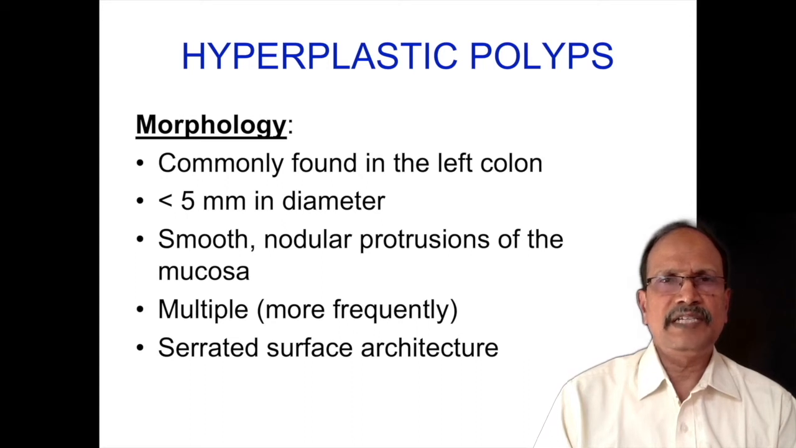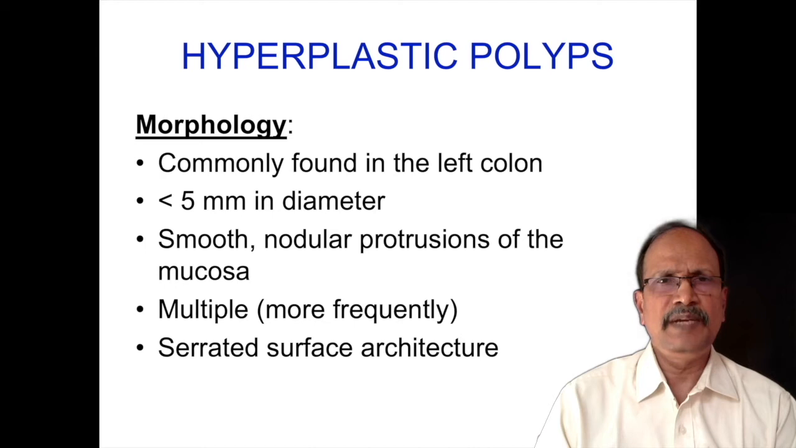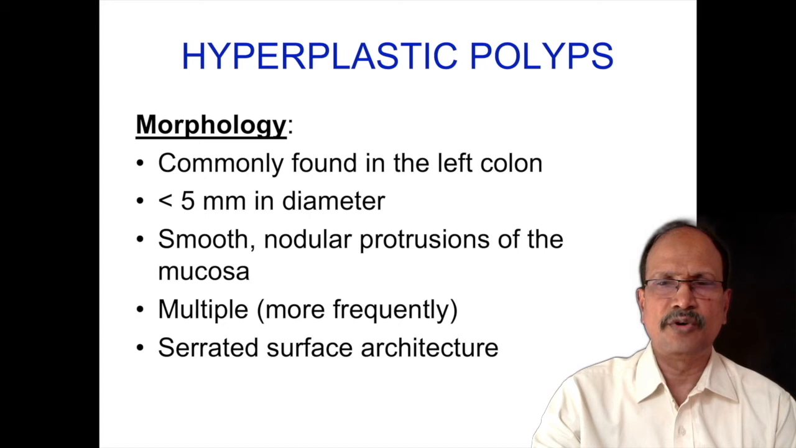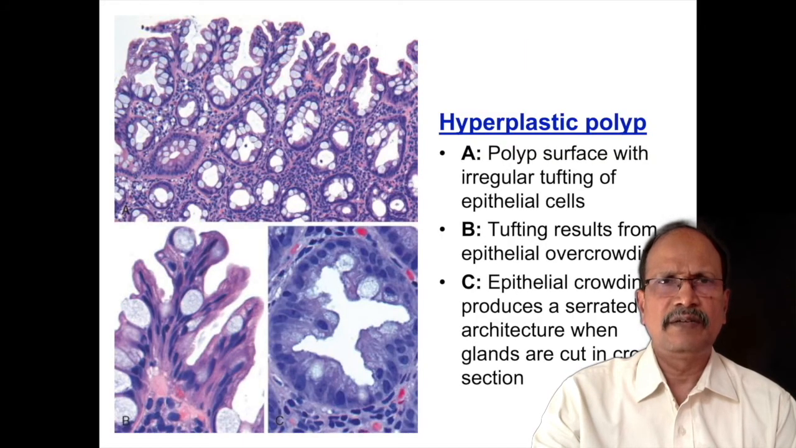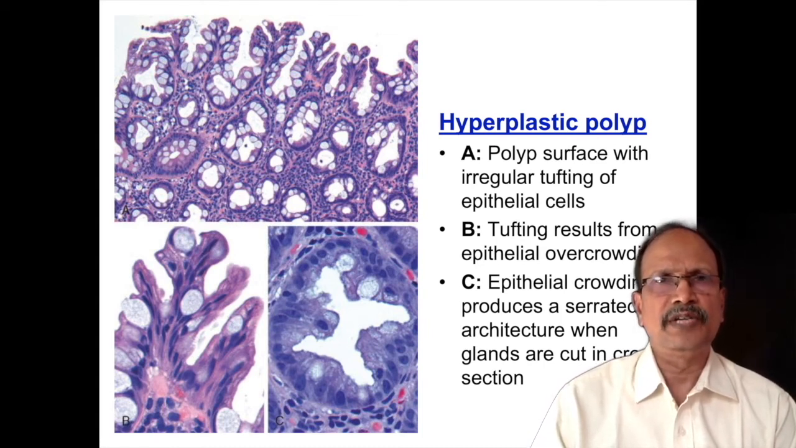Morphologically, it is commonly seen in the left side of the colon and is less than 5 millimeters in diameter, and they will have smooth nodular protrusions in the mucosa, and they are multiple. Histologically they may show serrated architecture. You can see that the cross section of the gland is stellate shaped. It is due to serrations which can be appreciated in the longitudinal sections.